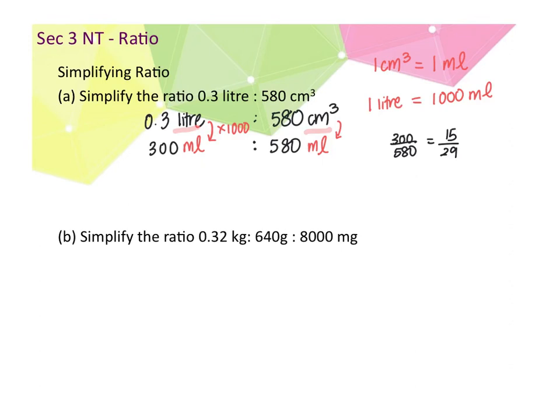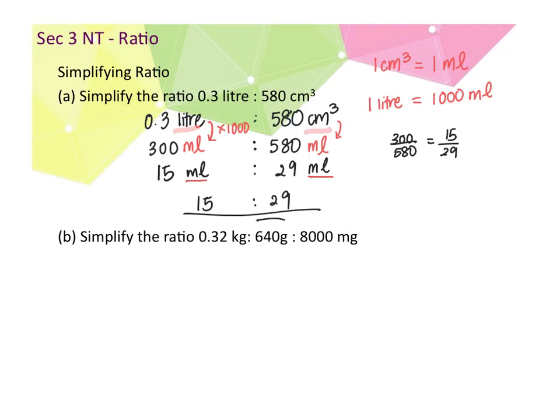But if you're to do it manually, how do we do this? Let's take a look. 300 and 580 both have a common factor of 20. So I'm going to divide both numbers by 20. 300 divided by 20 will give me 15 ml, and 580 divided by 20 will give me 29 ml. Since both the units are the same, we do not need any more units. So the answer will be just 15:29.